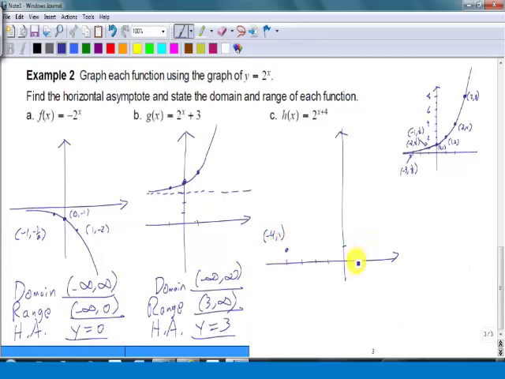And 1, 2 goes to negative 3, 2. And let's get one more. 2, 4 goes to negative 2, 4. And to the left there, negative 1, 1/2 goes to negative 5, 1/2.